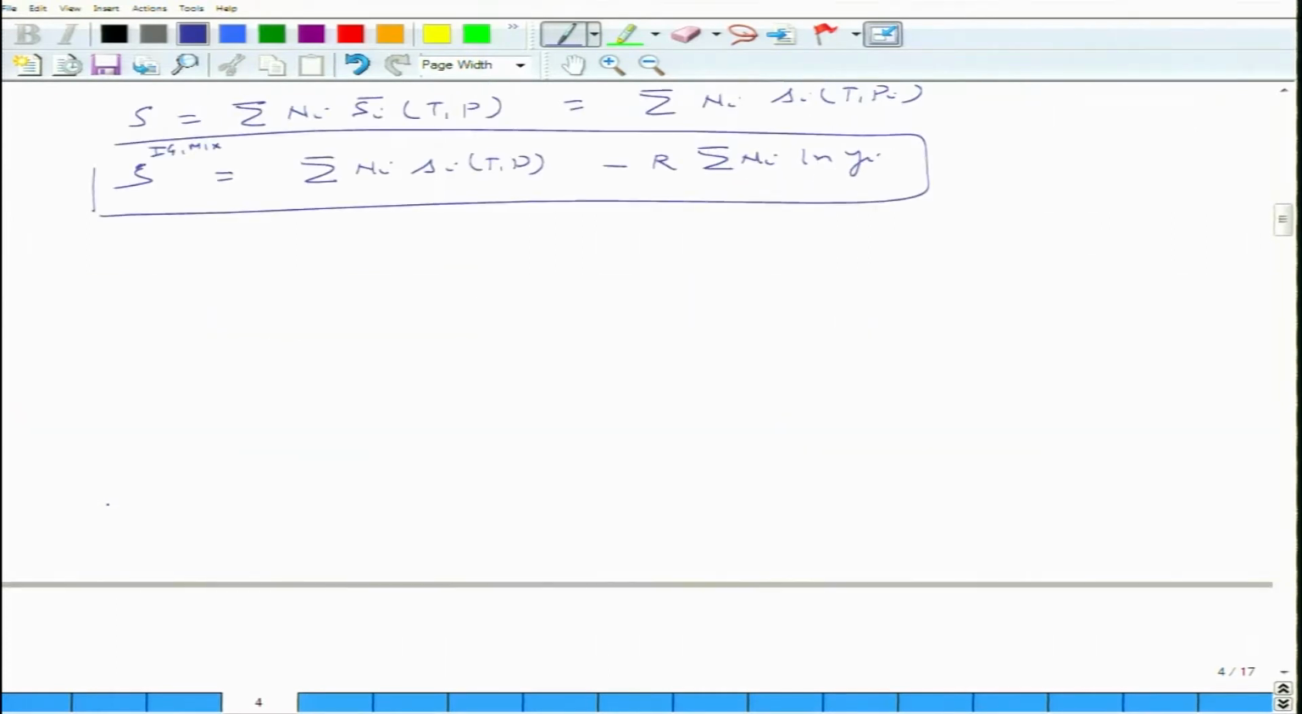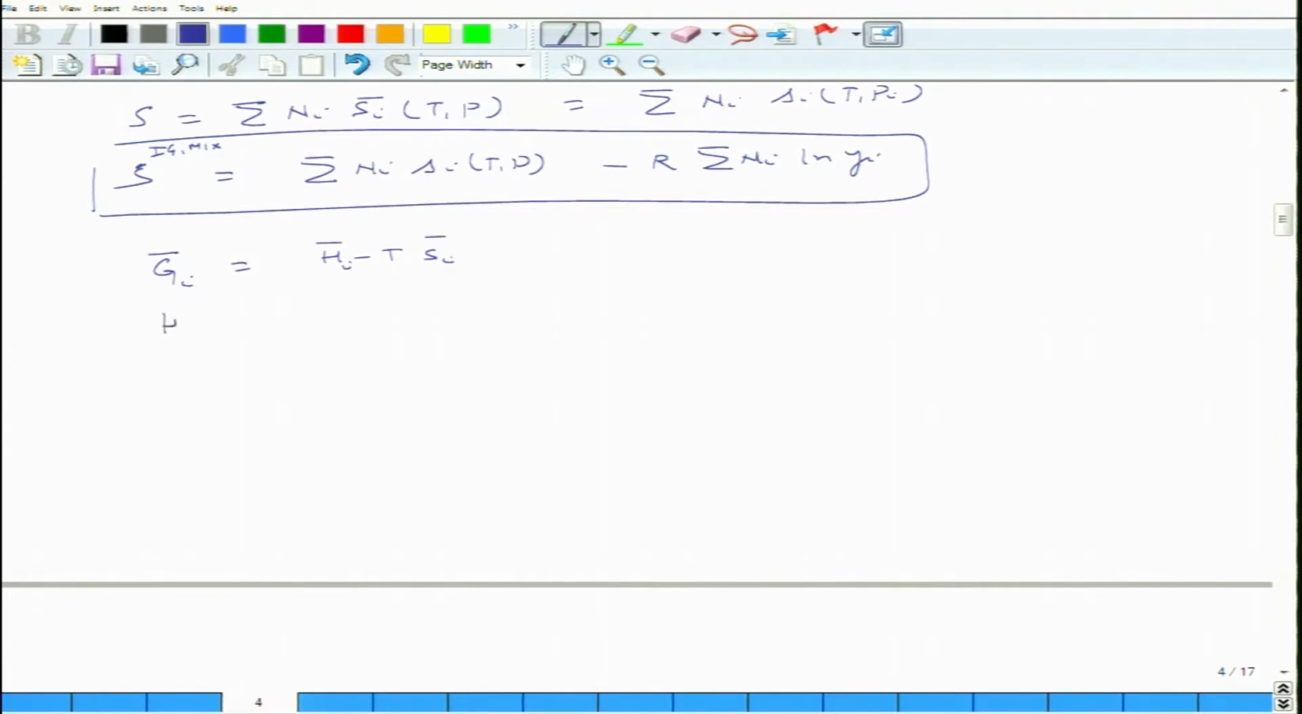Okay. Now, using this expression we can derive other properties, that would be your G and H. So, let us look at first G. G by definition is H minus TS, and for a partial molar we can write this as... Okay. Now, for an ideal gas, what would be Hi bar?